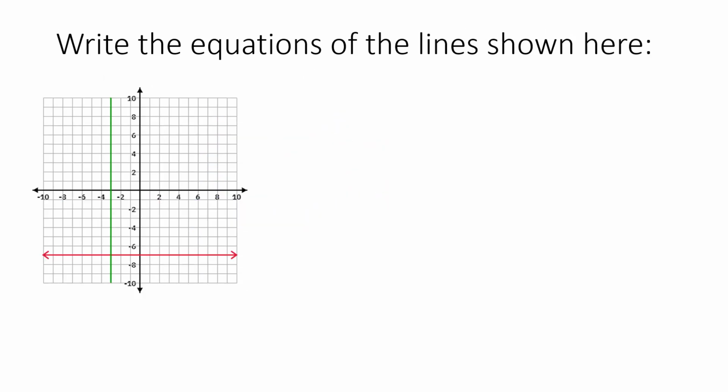Now, here's one where you've got two graphs, and you're asked to write the equation from them. So looking at this, here's our horizontal line, and we want to notice, what's that consistent thing that's held the same everywhere in that line? Everywhere in that line, the y coordinate is equal to -7. So the horizontal line, the y coordinate is -7.